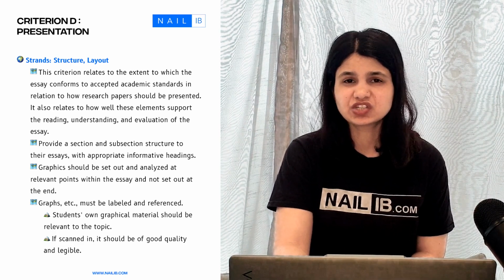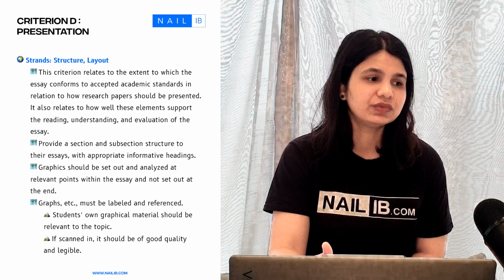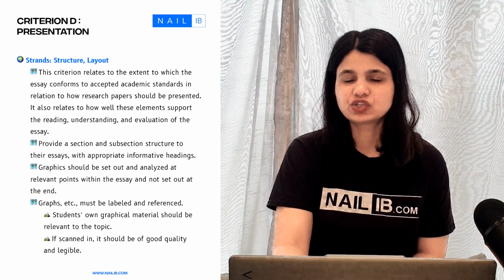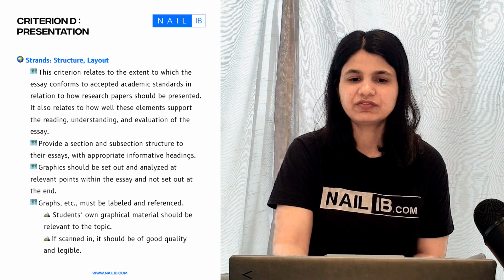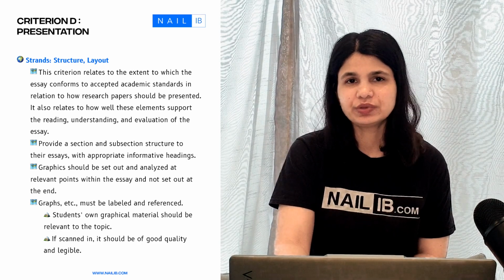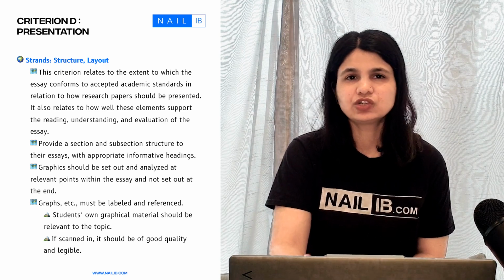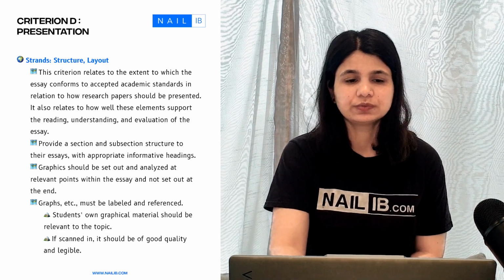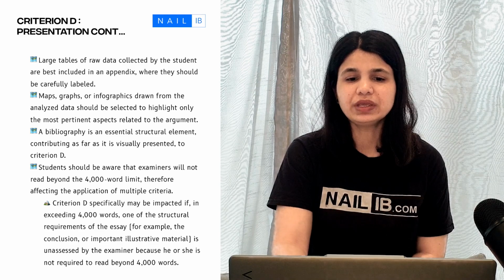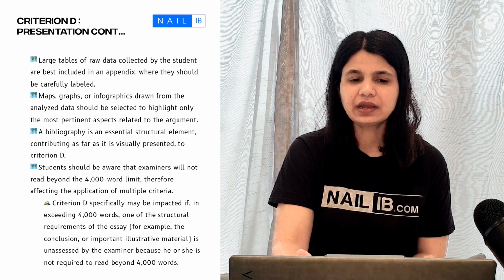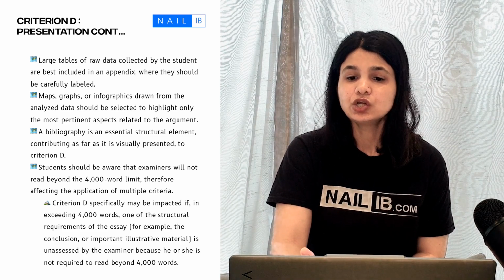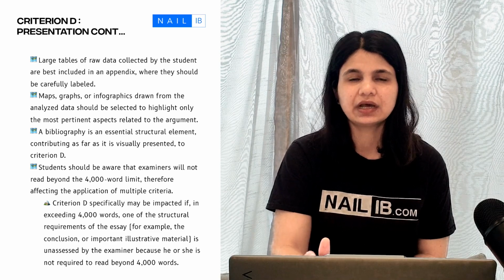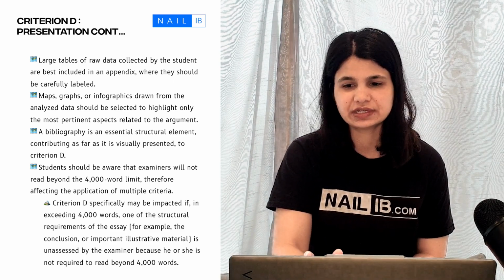Provide sections and subsections in the essay with proper headings, and graphics should be analyzed and set out properly. They must be labeled and referenced. And if you're using your own graphical material, it should be relevant to the topic. If scanned in, it should be of good quality and should be legible. Large tables of raw data should be put in the appendix and should be carefully labeled as well. Other than that, maps, graphs and infographics that are drawn from the analyzed data should be selected to highlight only the most pertinent data that is related to the argument in your extended essay.